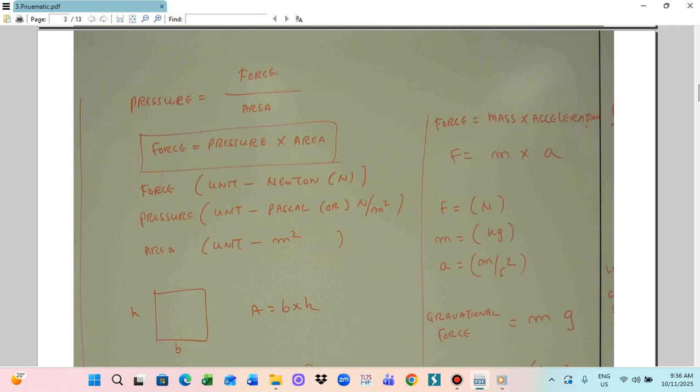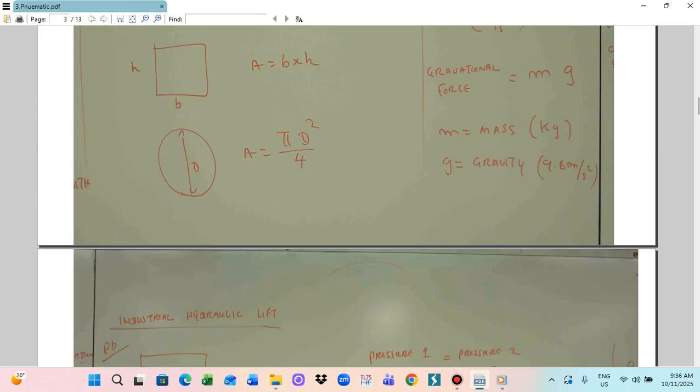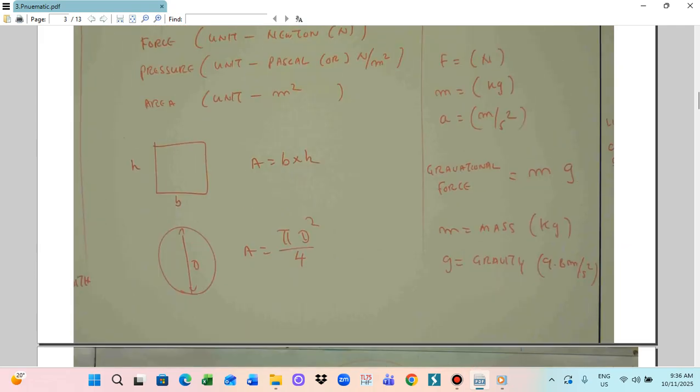For a rectangle, this is the height H and this is the base B, so area A is equal to B multiplied by H. For this circular target, the diameter is D, so area is pi D squared divided by 4. Most industrial areas use either circular or rectangular shapes. We can calculate the area this way, and then we can also calculate the force.